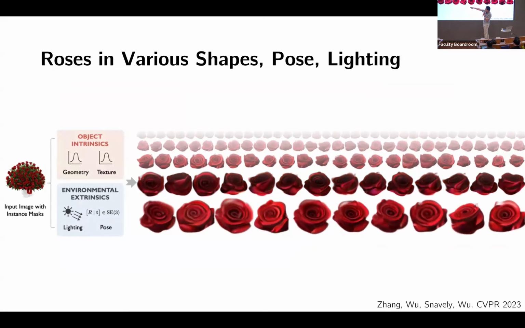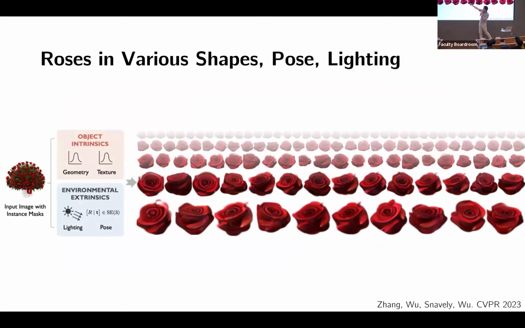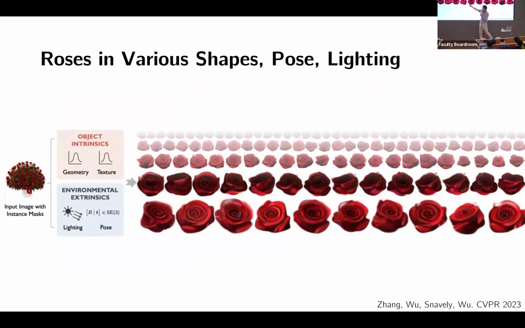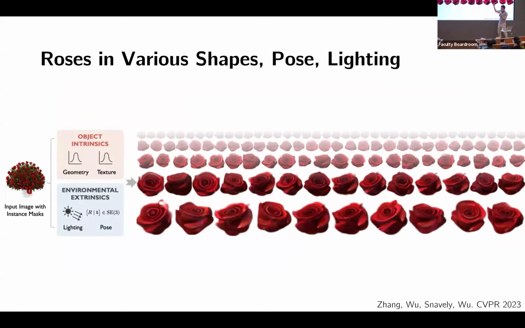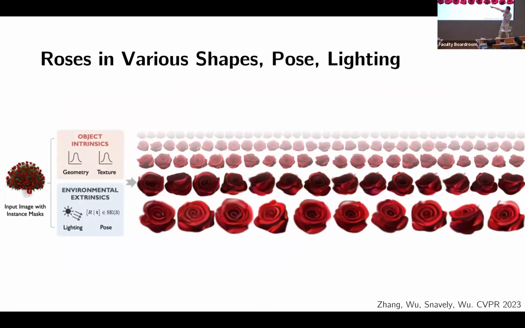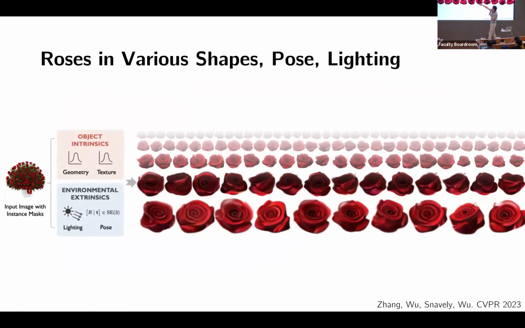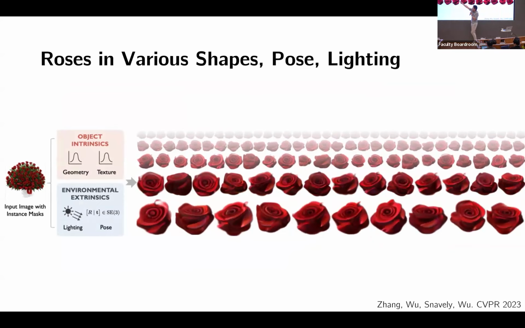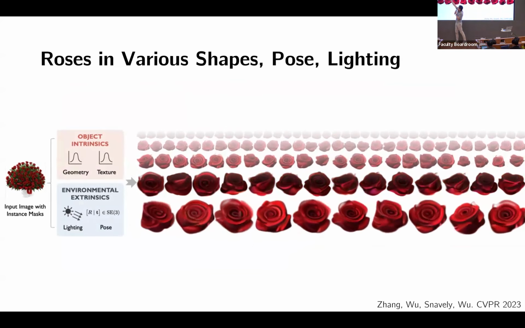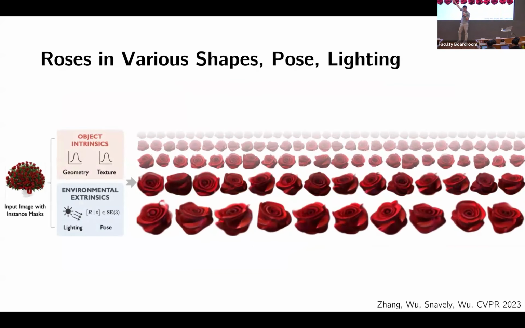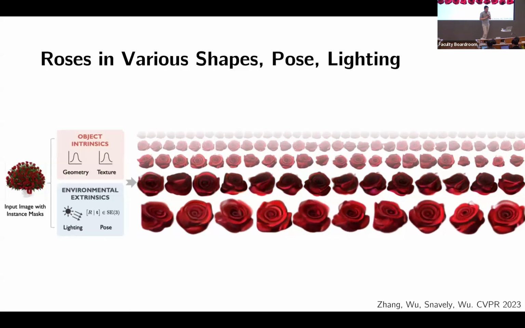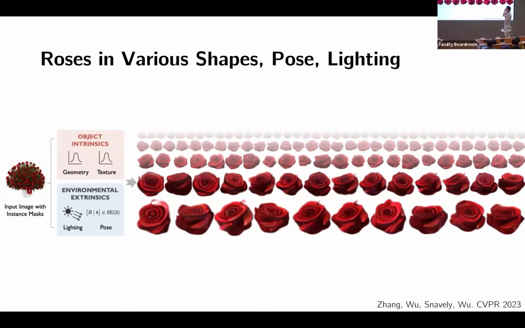You can see at the bottom row, after learning this distribution, I am able to render roses from different viewpoints. In the second to bottom row, I can render roses in different lighting conditions. And in the middle row, because I'm learning the underlying distribution of object geometries, I can sample roses of different shapes as well.